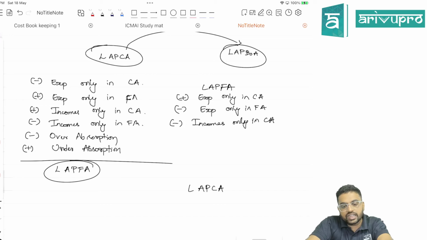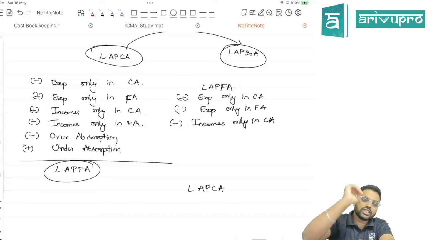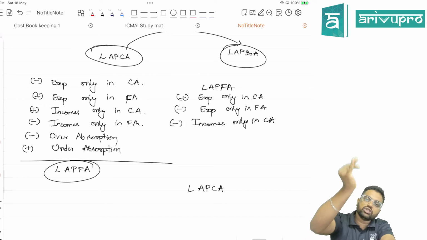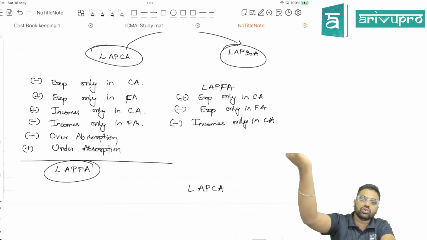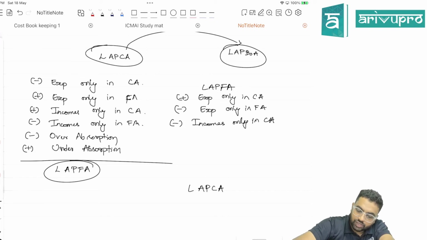Sir, if there is an income only in the financial accounting, then what we should do, sir? Very simple people. Financial account income you showed, because of which you showed less loss compared to cost. You showed less loss as per financial books. What you should do, sir? Add it back. Add incomes only in financial accounting.